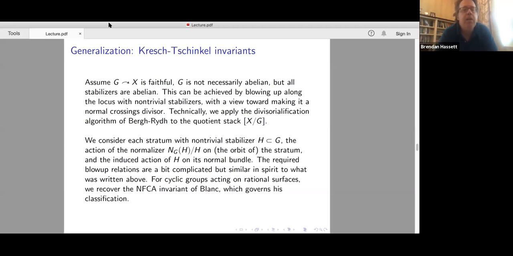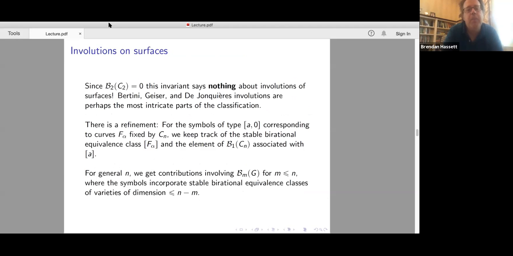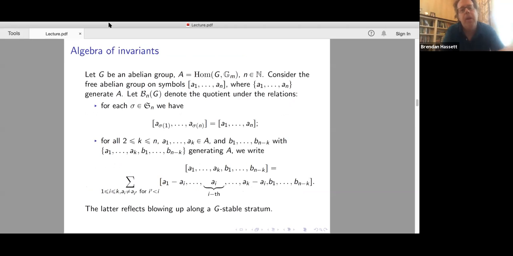And so you can define invariants similar to the invariants I described before. You have a blow-up relation that allows you to keep track of what happens as you blow up varieties that are G-invariant or H-invariant for subgroups H. They're more complicated, but they're substantially similar to what was written before. So I'm not going to write them down here, but there are things analogous to this second relation where you just keep track of the bookkeeping of what the stabilizers look like as you blow up various strata.